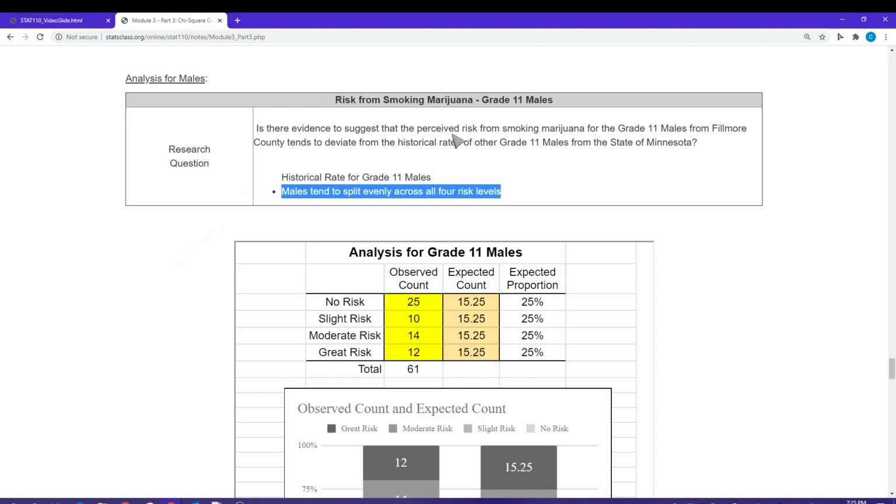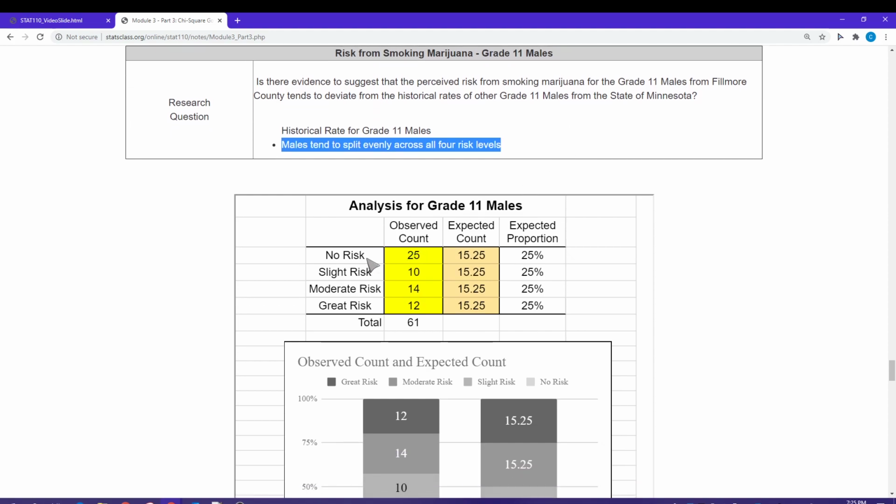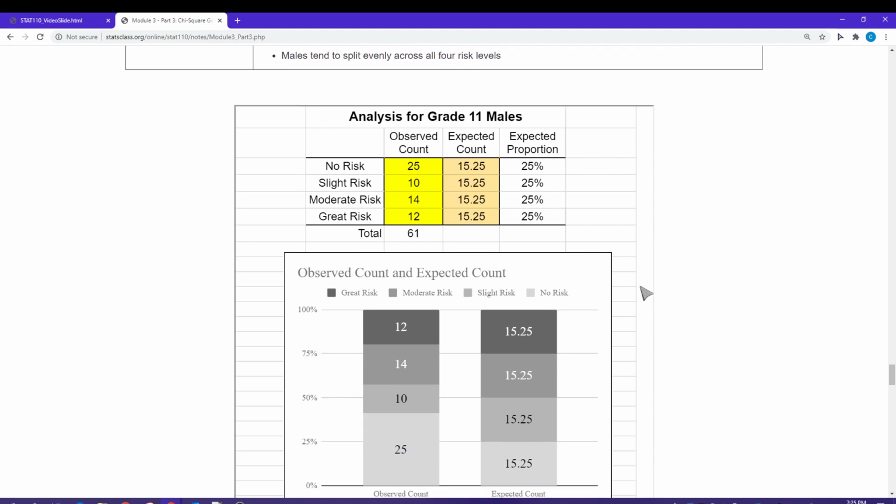So with the legalization of marijuana in several states, we have an equal number that believe that it's no risk, light risk, moderate risk, and great risk. Years ago, that might not have been the case, but now historical patterns are pretty even across those.